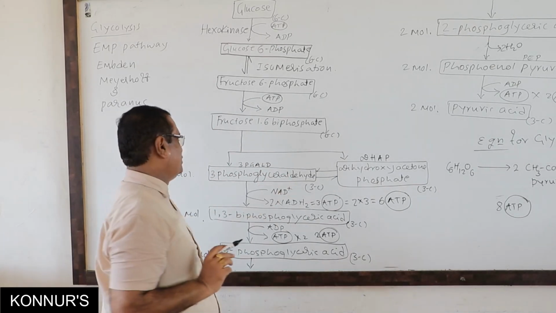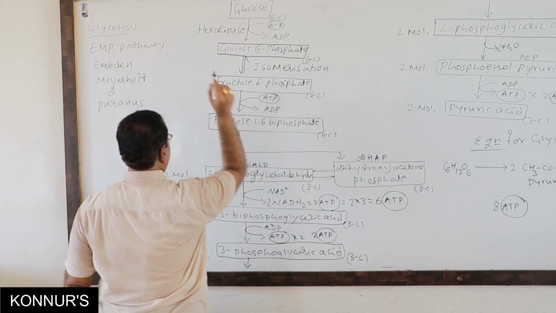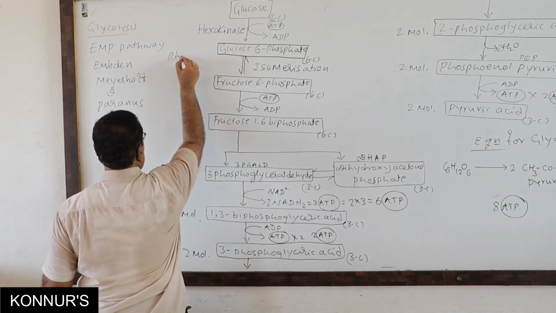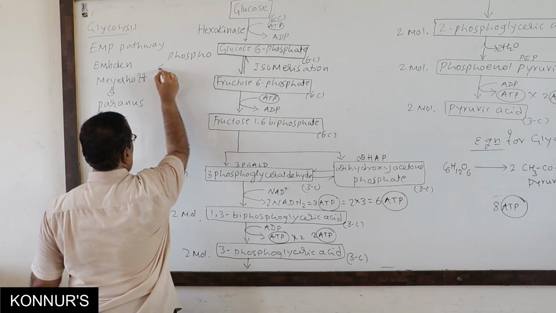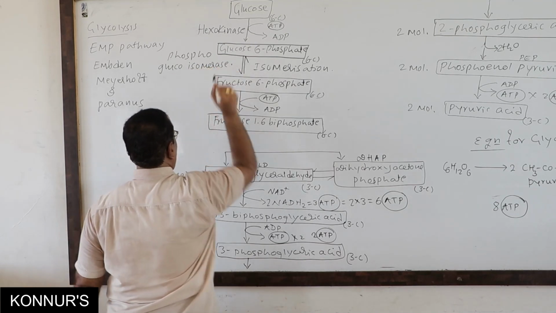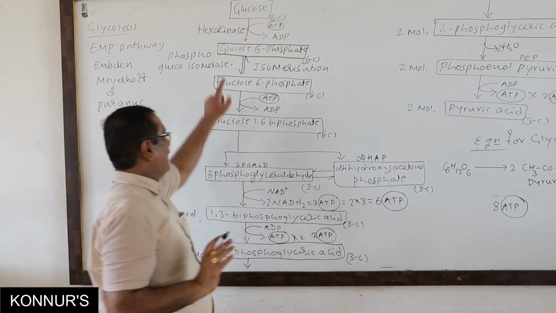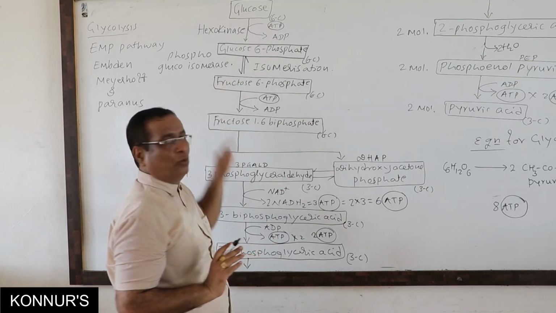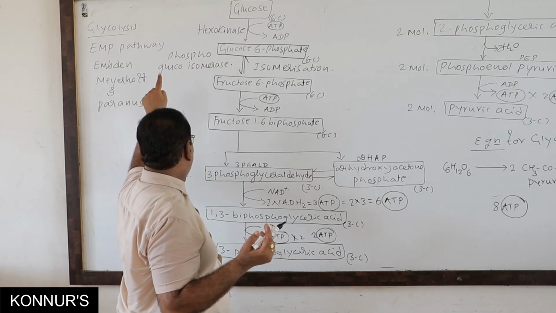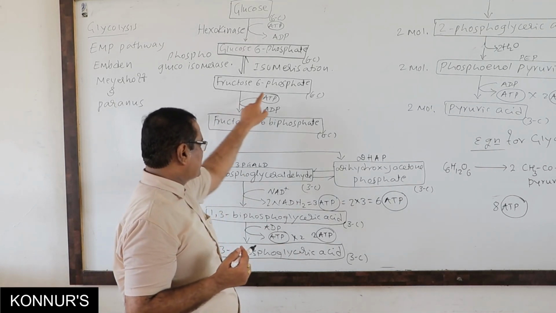Glucose 6-phosphate undergoes isomerization and becomes fructose 6-phosphate, in the presence of the enzyme phosphoglucoisomerase. It means a glucose having phosphate undergoes isomerization. The name itself indicates isomerization.